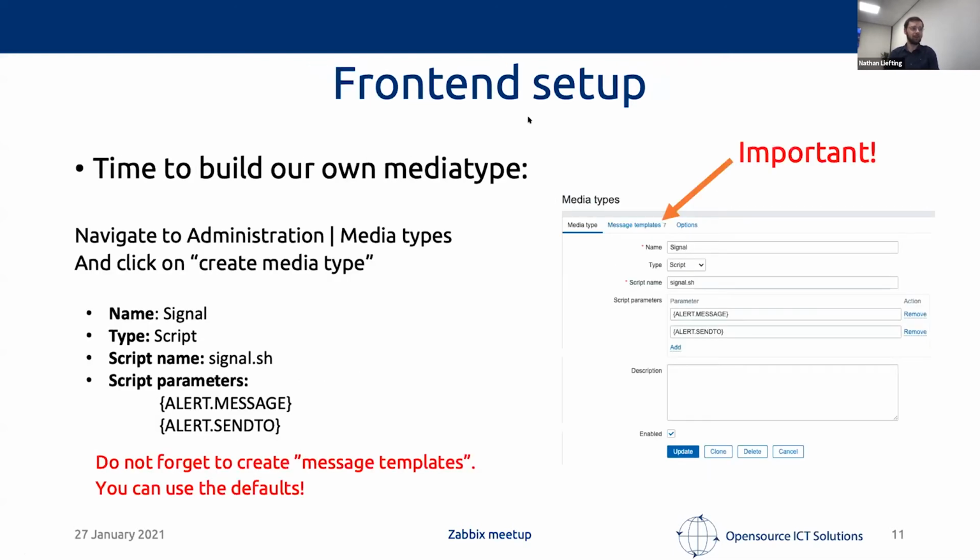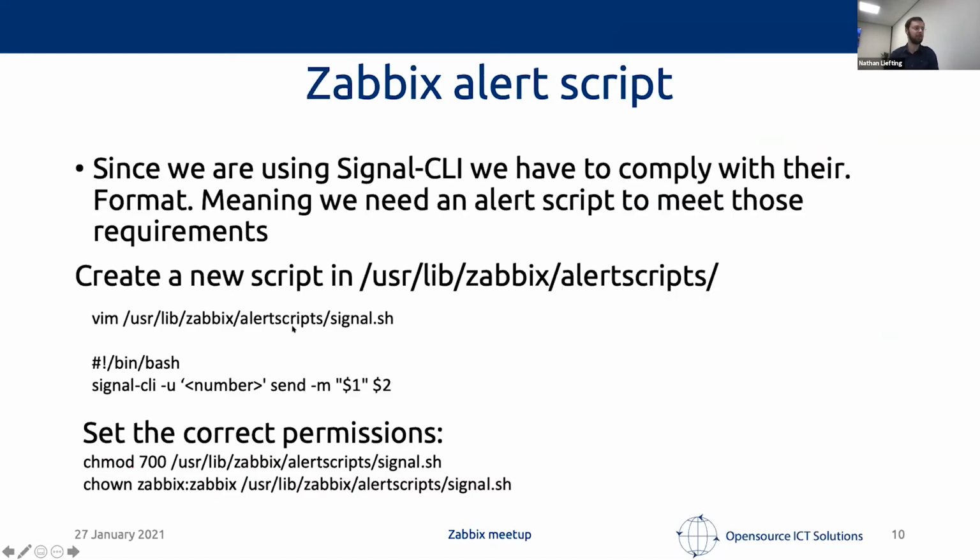Now in the front end, what we're going to do is create a new media type. We're going to set up a name for our media type. We'll specify the type script, as this is what we want to use in this case. And we'll specify our script name. So the script name here is Signal-SH, and it directly correlates to what we configured here, right? The user-lib Zabbix alert script Signal-SH.